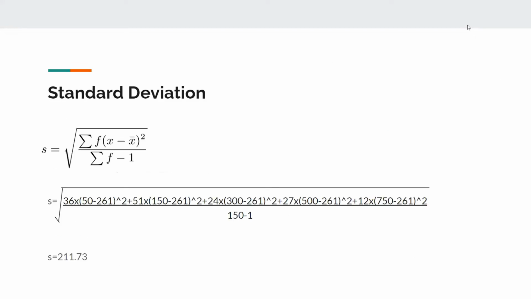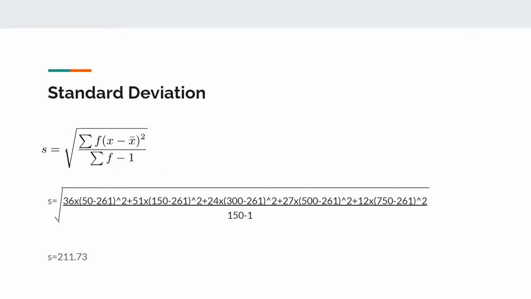So the last one for question 1 is standard deviation. The formula of the standard deviation is the root of summation f times (x minus x bar) squared over summation f minus 1, where x bar is the mean. And after that, we could get the calculation.